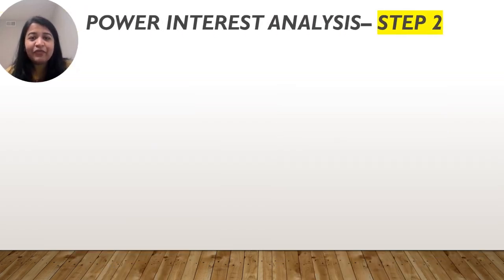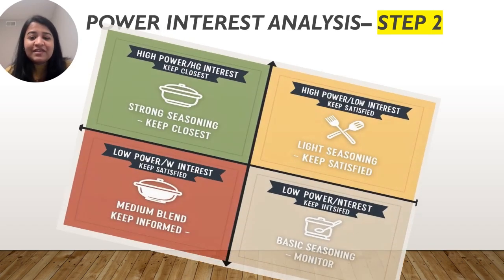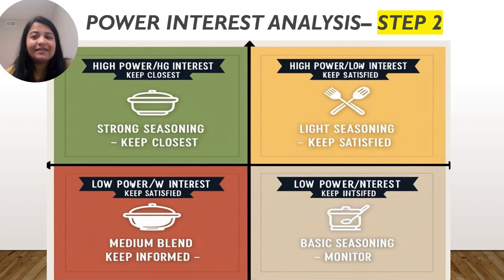In the second step, we would need to understand how to season the ingredients in a different manner. So here we'll be talking about the power interest grid, or power interest analysis, as we would call it, our second step in designing an effective stakeholder management plan. The first thing we have to understand is if the stakeholder has high power or high interest, which corresponds to a strong seasoning that we would need for the dish that we are going to be preparing.